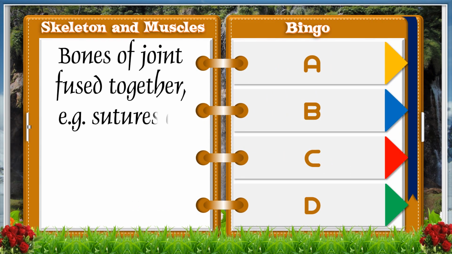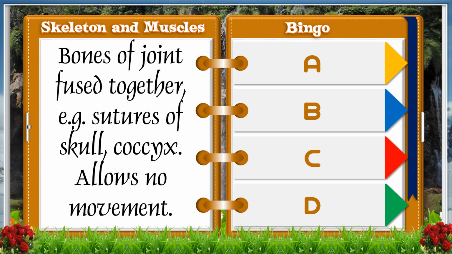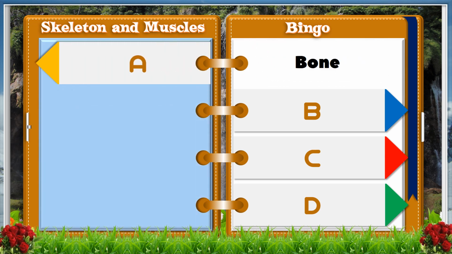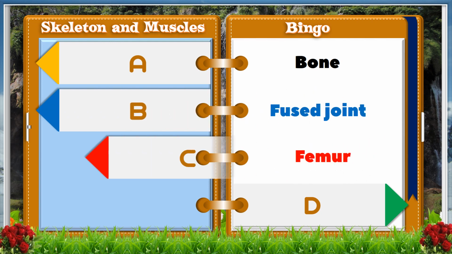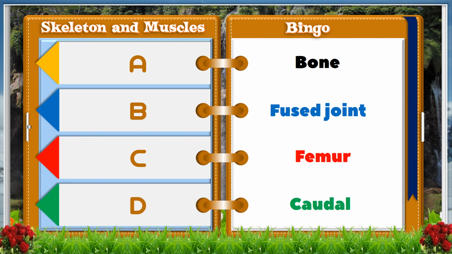Bones of joint fused together. For example, sutures of skull, coccyx, allows no movement. A. Bone. B. Fused joint. C. Femur. D. Caudal. And the answer is B. Fused joint.